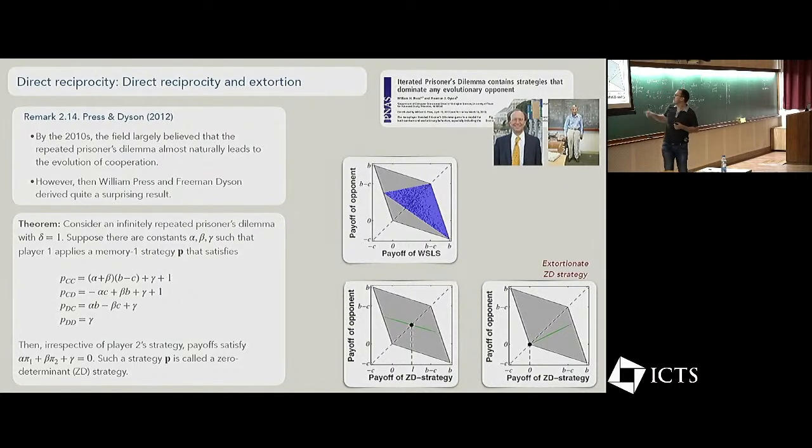In general, if you allow for all strategies that also have different slopes but are always below the diagonal, I believe it's a two-dimensional set within this four-dimensional set of memory one strategies. So this was a huge surprise.